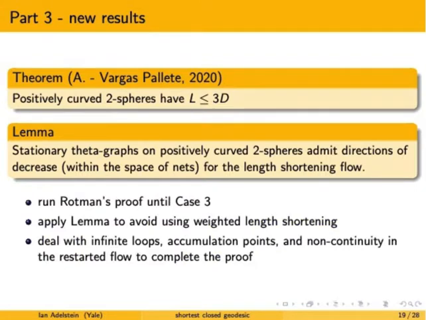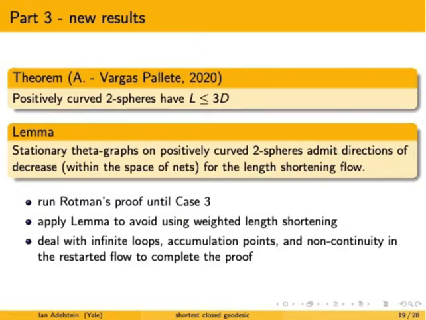So we'll run Rotman's proof from the previous video until case 3. And case 3 is where the contraction of the theta graph gets stuck on a stationary theta graph. In her proof, she then appealed to the weighted length shortening in order to sort of argue that such a situation could not occur. For our proof, we'll apply our lemma.